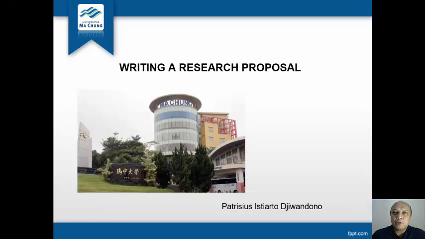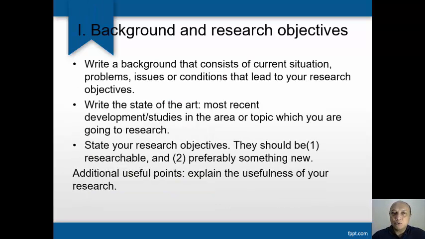Okay, people, so this is our topic, writing a research proposal. I'm going to explain important parts in a research proposal that you need to attend to. Okay, so in chapter 1, you have to write the background and research objectives. Now, what does the background consist of?